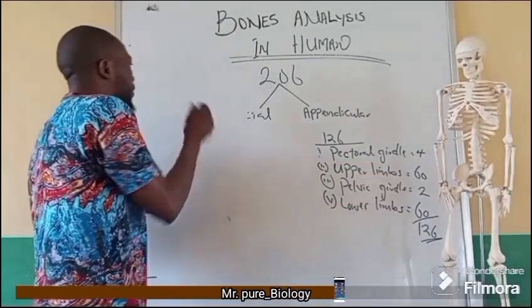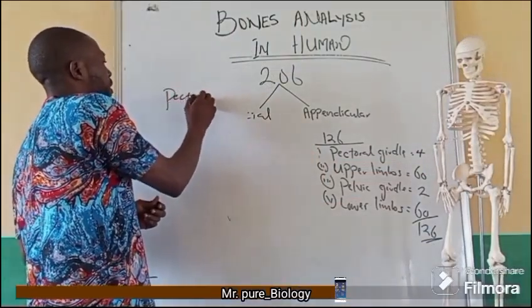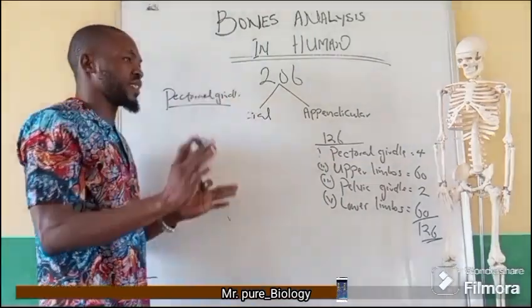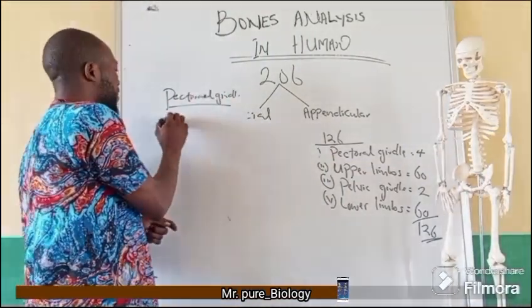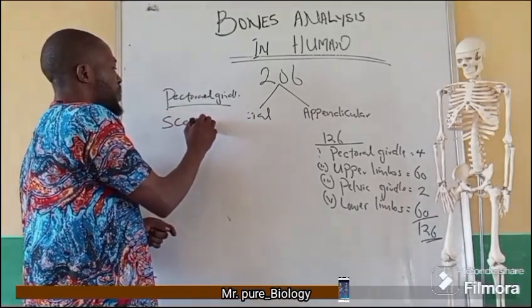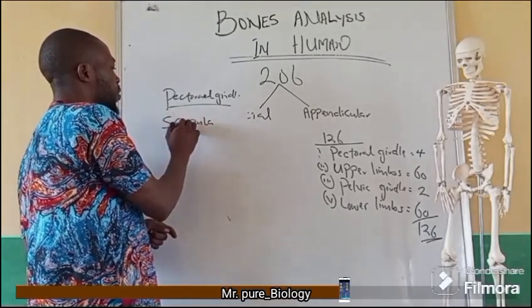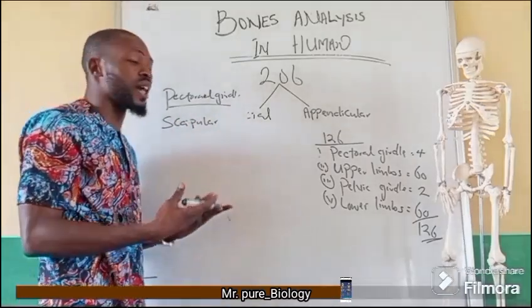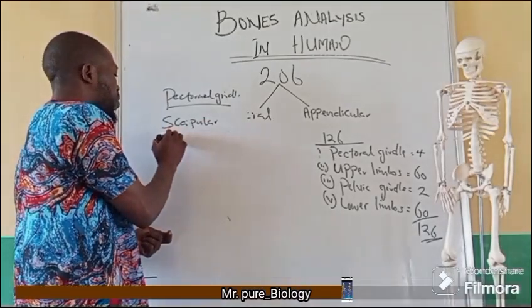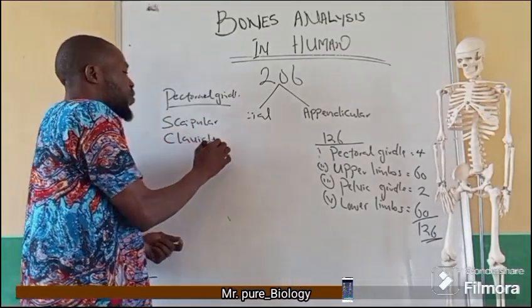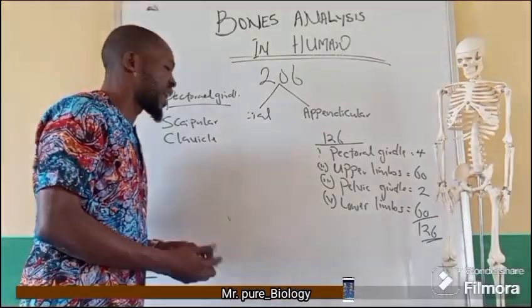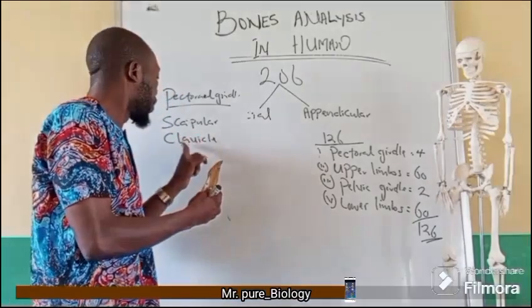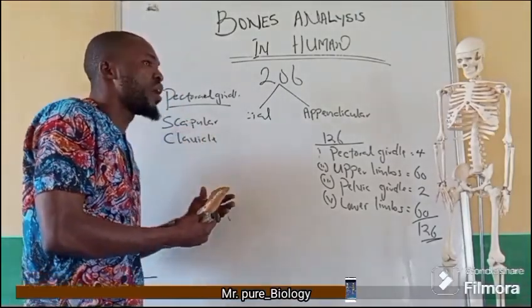Now, what are the bones that form the pectoral girdle? The pectoral girdle has just 4 bones, as I said, that is, we have 2 for each side. So we have the scapula, or at times we refer to it as the shoulder blade. The other one is what we call the clavicle, or collarbone. This one is the clavicle or collarbone. This one is the scapula or shoulder blade.